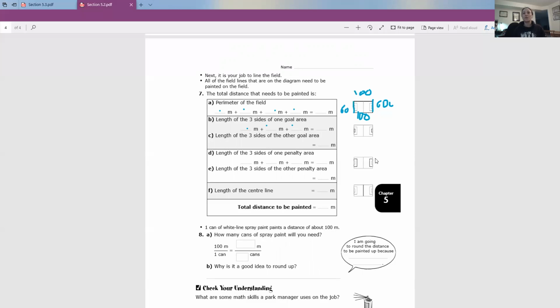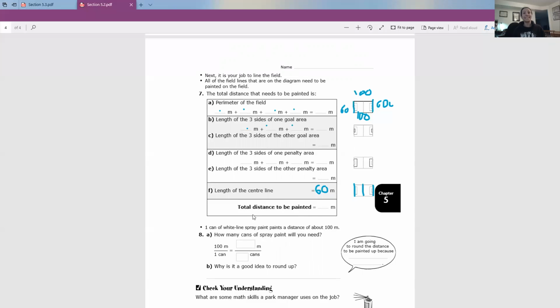Do the same thing for the penalty area, which is the larger or the middle box here, and then the length of the center line. So if it's 60 meters from here to here and 60 meters from here to here, it should be 60 meters for the center line. So this one I'm going to tell you. Okay.